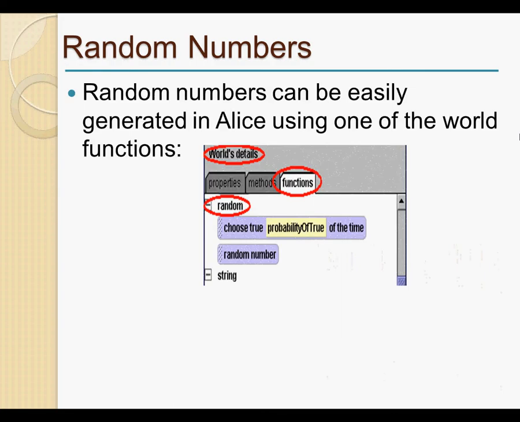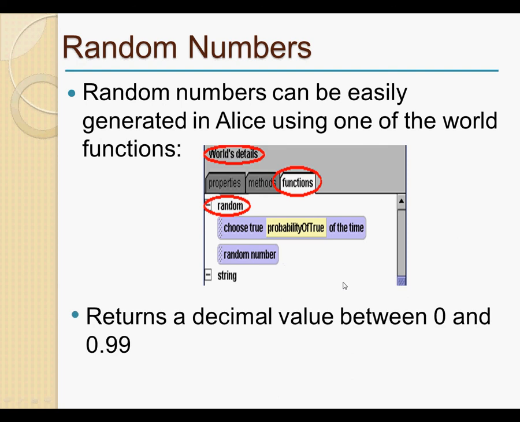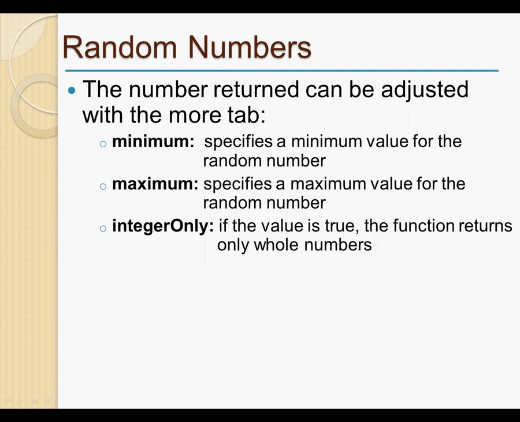Actually creating random numbers in Alice is very easy. It's done as a world function called random number. What this does is return a decimal value randomly between 0 and 0.99 that you can then use in your program. And even more conveniently, if you don't want a number between 0 and 0.99, you can use the More tab to select some options for this function. Specifically, you can choose the minimum value, the maximum value, and whether or not the value returned is going to be an integer, if this is true, or a decimal number, if this is false.